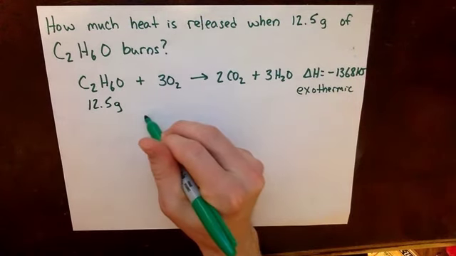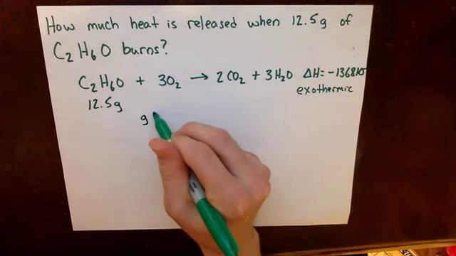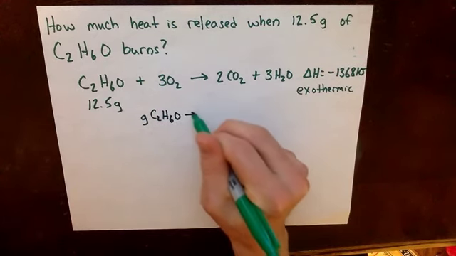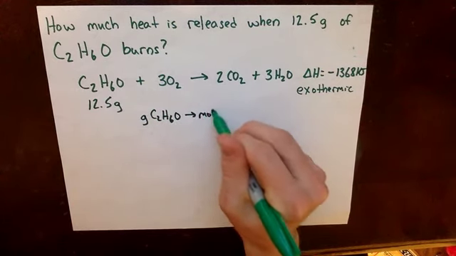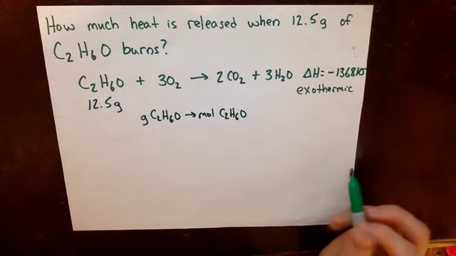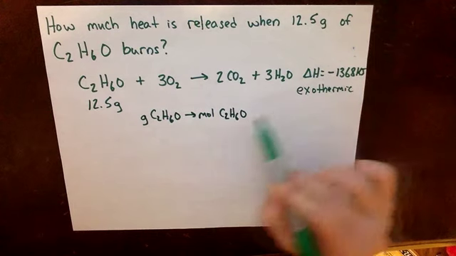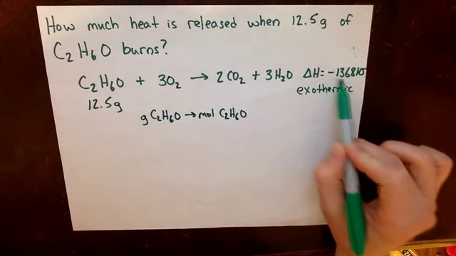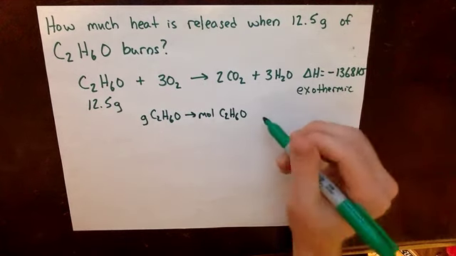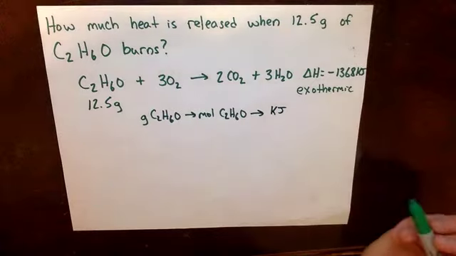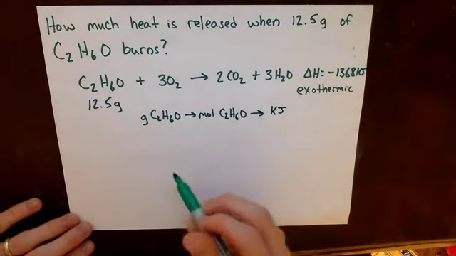So we should be able to go from grams of C2H6O and convert that to moles of C2H6O using its molar mass. And then since we know for every 1 mole of C2H6O we produce 1,368 kilojoules of energy, we should then be able to convert this to kilojoules. Okay, so we'll start our dimensional analysis.